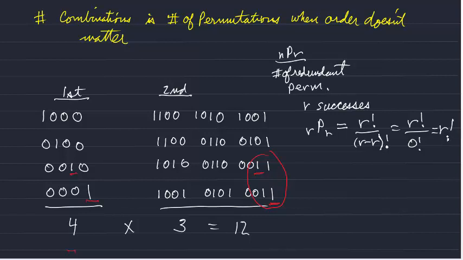So the number of combinations is NCR, and that's equal to N factorial over N minus R factorial. That was NPR, that's the number of permutations. Now we have to divide by the number of ways in which we can arrange our successes, R factorial. And that is our number of unique combinations of our successes.